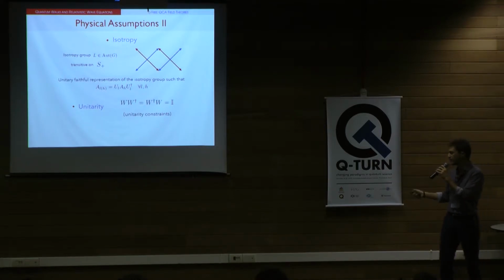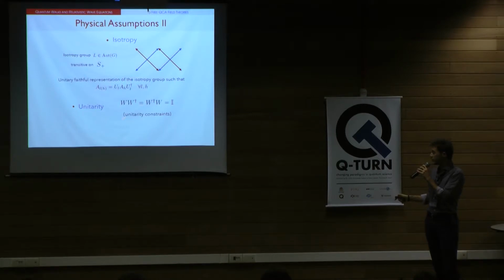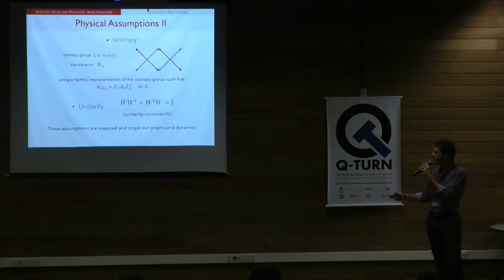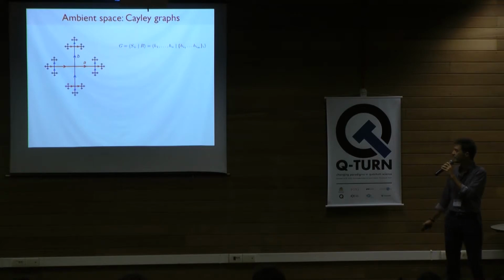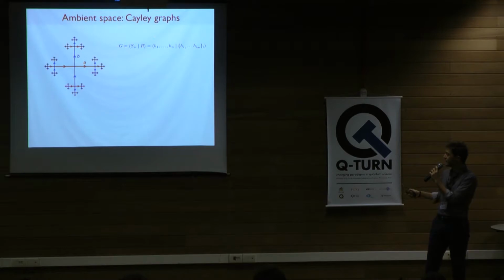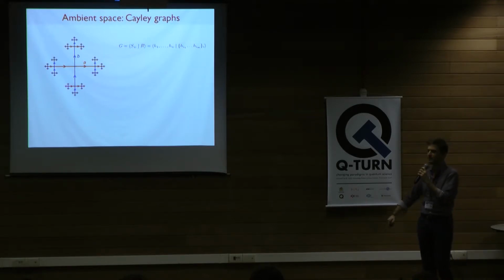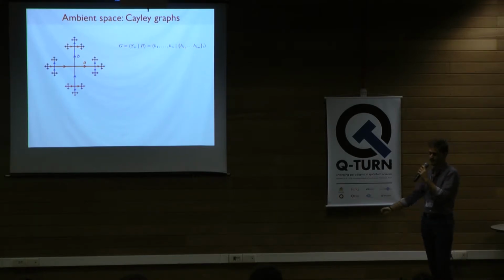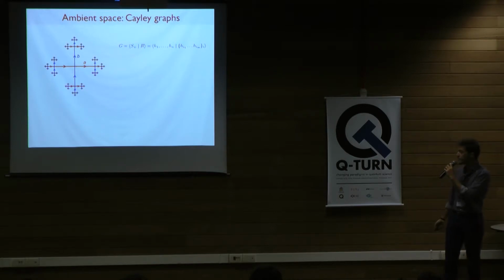And also, of course, we want unitarity, which leads to unitarity constraints for the transition matrices, and is the selective principle of our theory, the selective principle for graphs and dynamics. As I was saying before, our ambient spaces are Cayley graphs, which are like the pictorial graphical counterpart of finitely generated groups. So not Lie groups, not continuous groups, but groups which are discrete, possibly infinite. This is the most interesting case for our purposes.